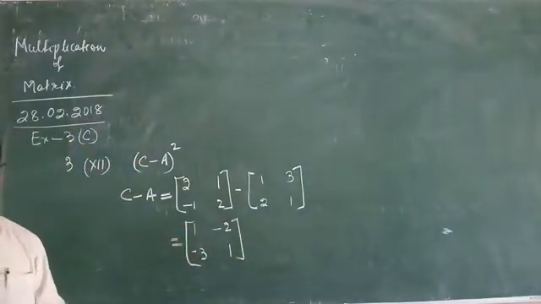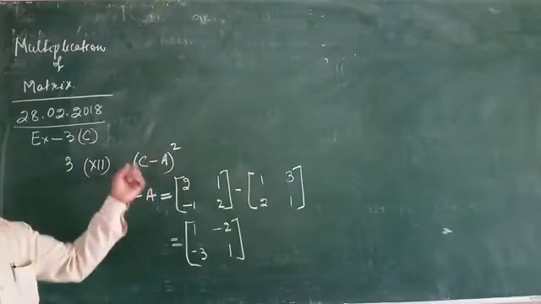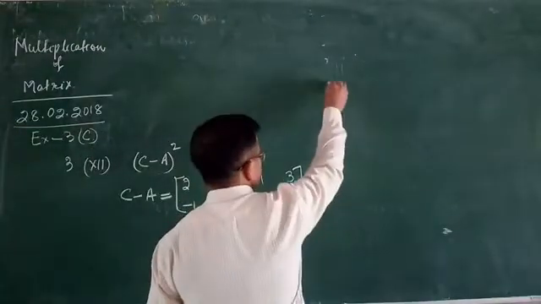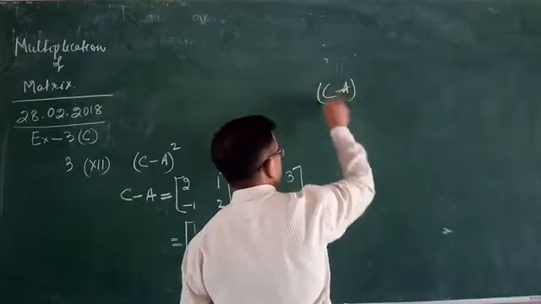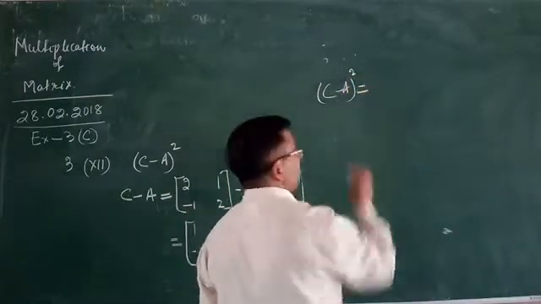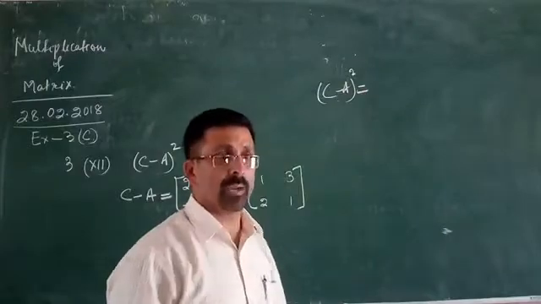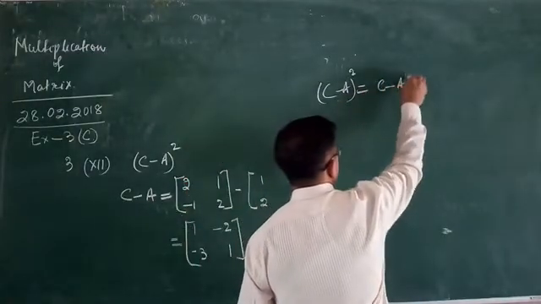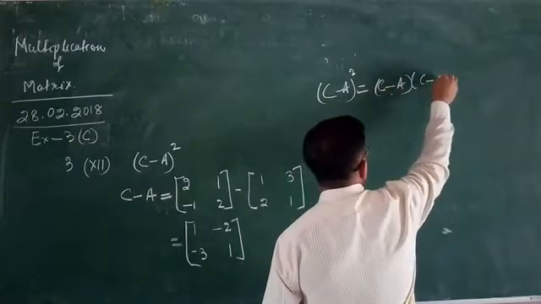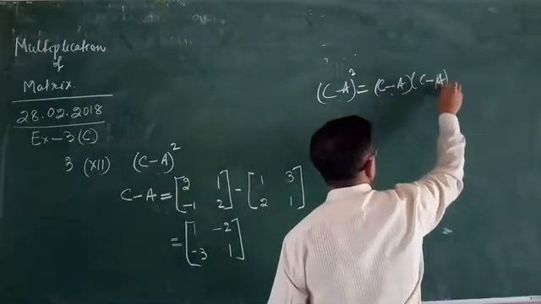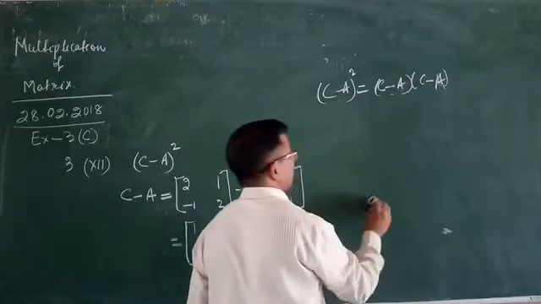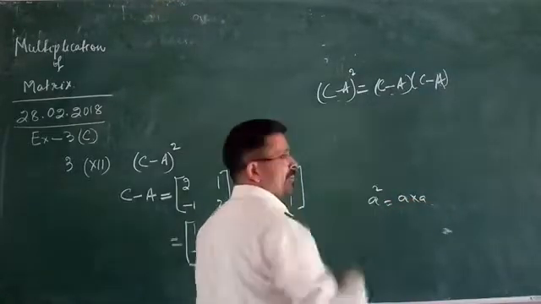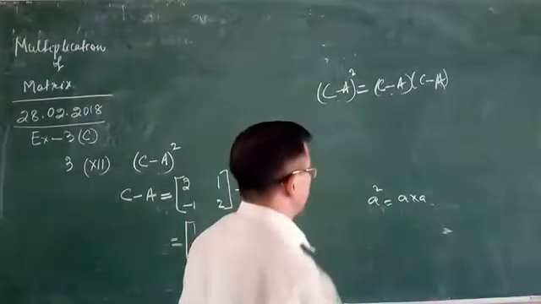Yes. Now finally we are going to find the answer of this given question. How can we calculate this? This is C minus A whole square. We can rewrite this by splitting the power. So this can be written as C minus A into C minus A. We know very well that A square can be written as A into A. So similarly we have written that. Is it okay?